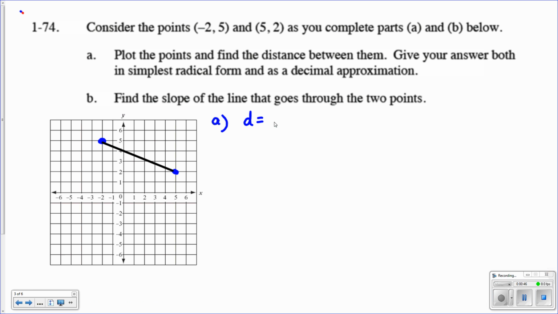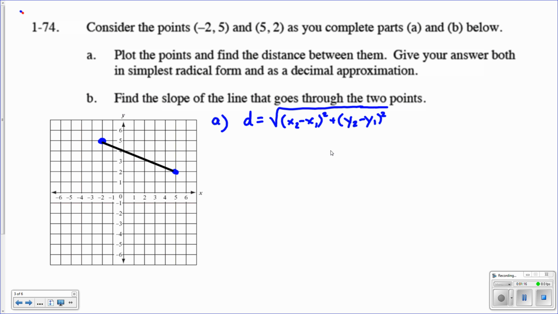Distance equals the square root of the difference between the x coordinates squared, so x2 minus x1 squared, plus the difference between the y coordinates, so y2 minus y1 squared.